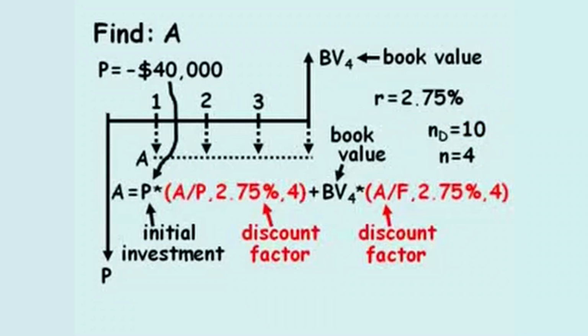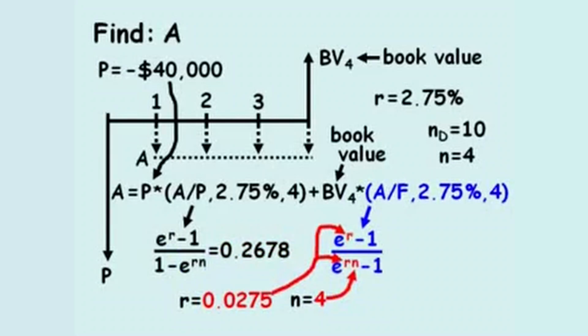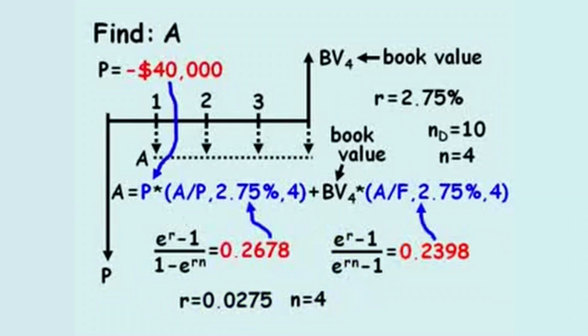Next, we'll compute the two discount factors for continuous compounding. After plugging in 0.0275 for R and 4 for N, the first discount factor equals 0.2678. The second discount factor is computed by plugging in the same values for R and N, and this factor equals 0.2398.